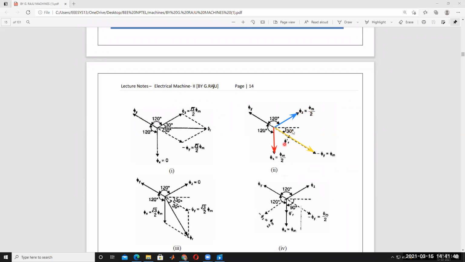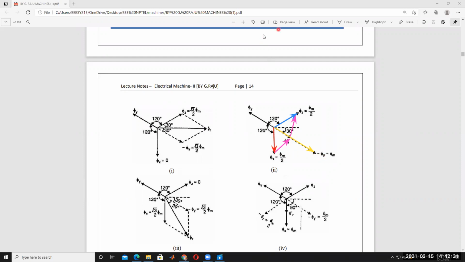The resultant of these two, phi z and phi x, is called phi r dash. Try to consider the resultant of these two. First I'm taking the resultant of phi z and phi x, which is called phi r dash. And then this phi r dash and phi y give another resultant, that is called phi r, the resultant flux.